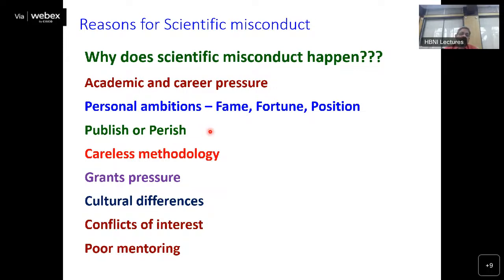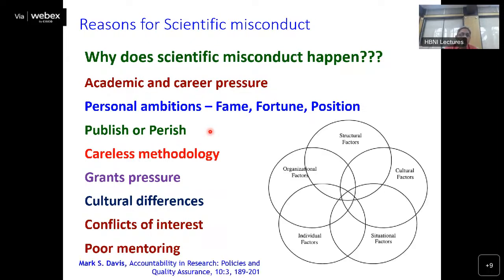In fact, it so happens that very often when a scientific misconduct is noticed, the first person to suffer would be the student down the line, who people will point to and say that this fellow has done it. So poor mentoring matters here, and then it ends up where a scientific misconduct happens to occur.